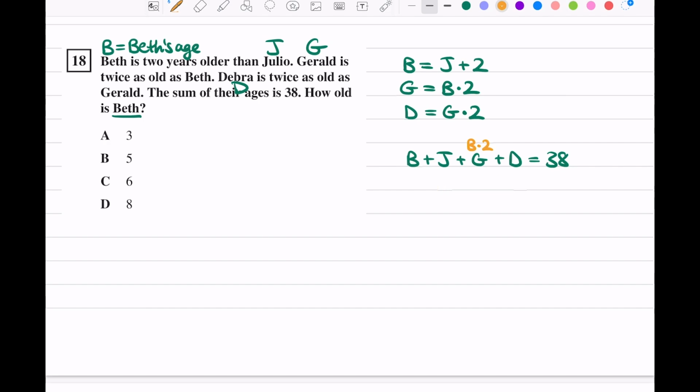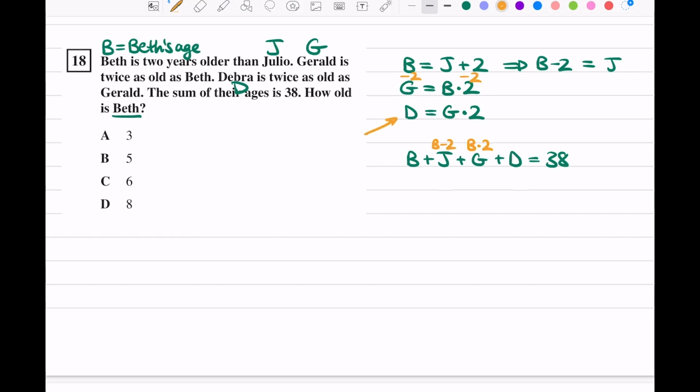So taking a look at our first equation, if we subtract 2 from both sides, we'll get b minus 2 on the left side, and then j on the right side. So now we know that j is equal to b minus 2. So we can write that in our bottom equation, j is equal to b minus 2.